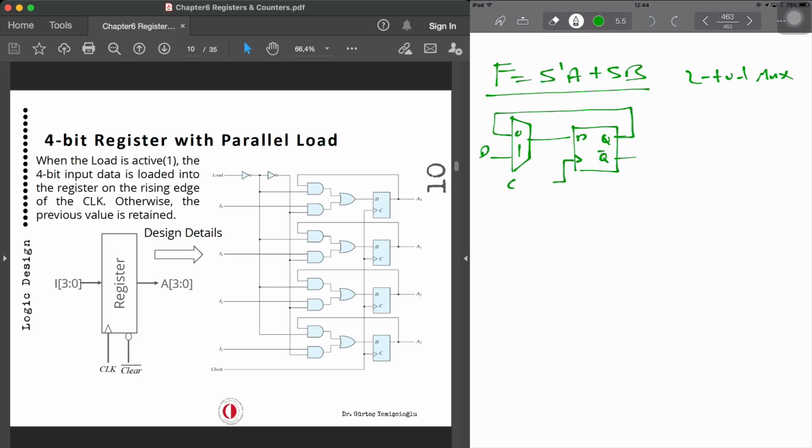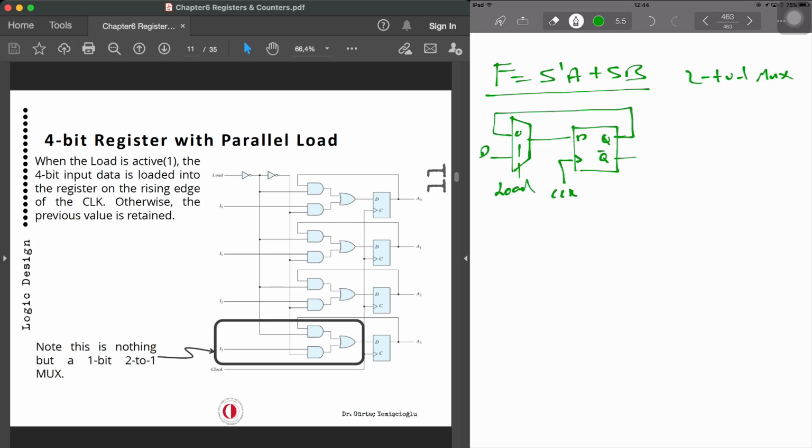Let's put the clock down because we need a select line. And this is the enable or load, let's say. Okay, so this is actually representing one of those. It's the same thing. Okay, and when the load is 1, it activates the multiplexer and we load the new data in. Now this is a 4-bit register with parallel load.